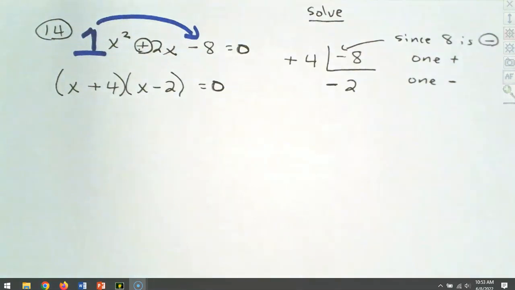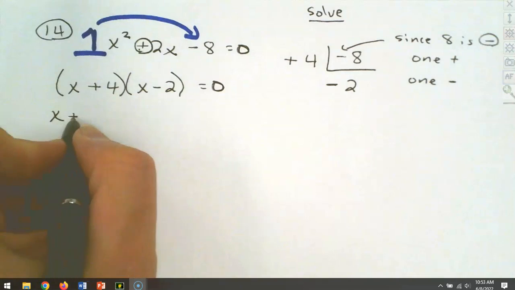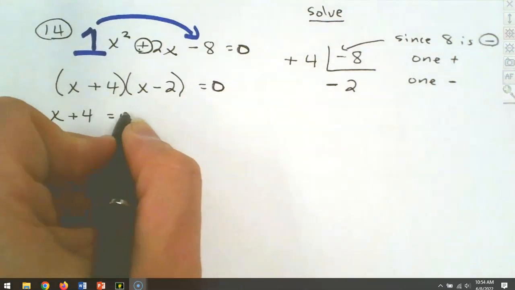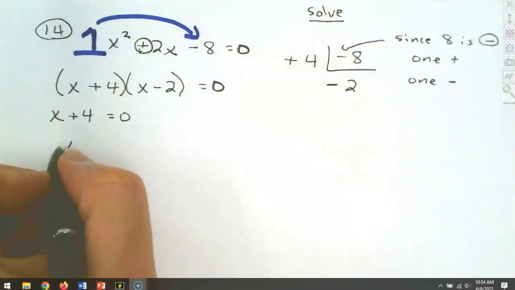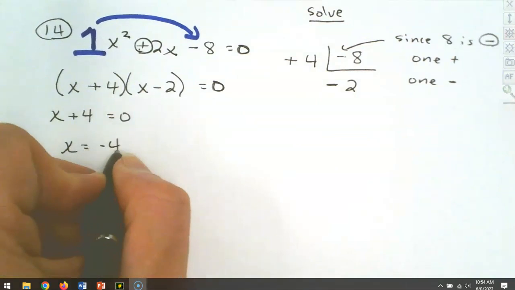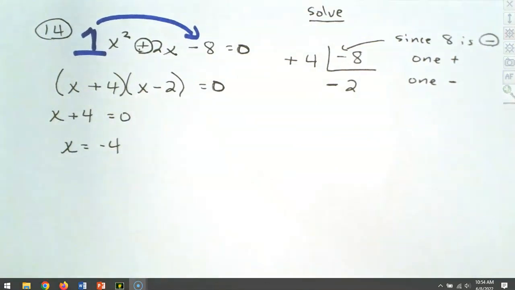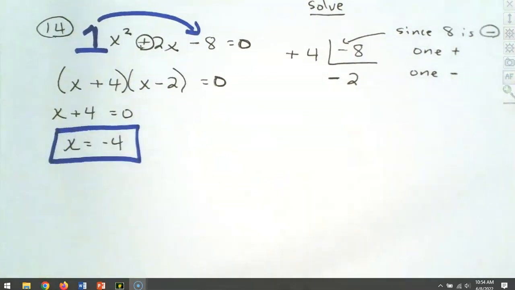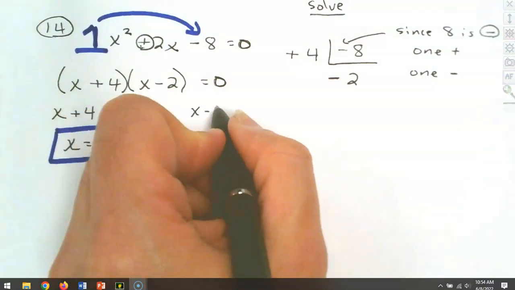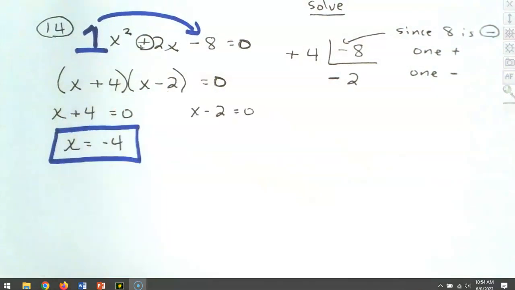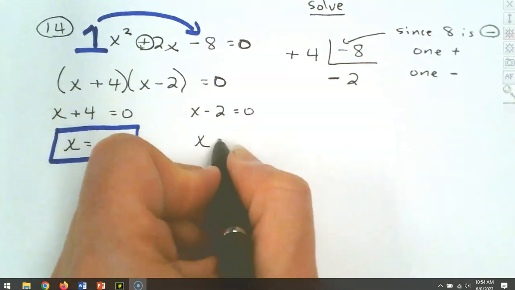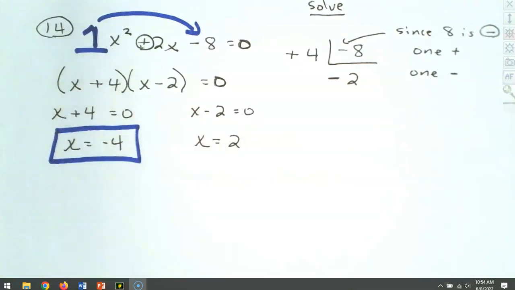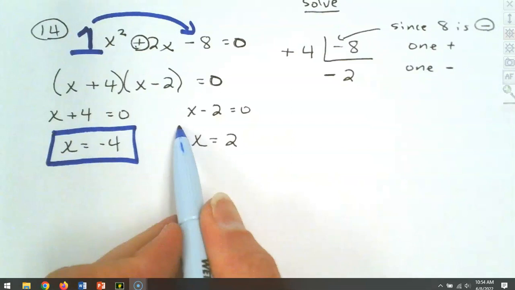So now we can finish it. Set each part to 0. So x plus 4 equals 0. Move that 4 over. So that gives you your first solution, which is x equals now negative 4. x minus 2 equals 0. So move that 2 over. So x equals then a positive 2.